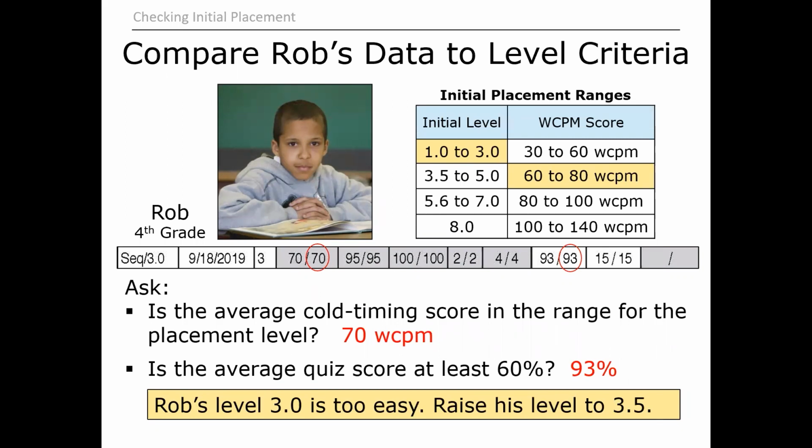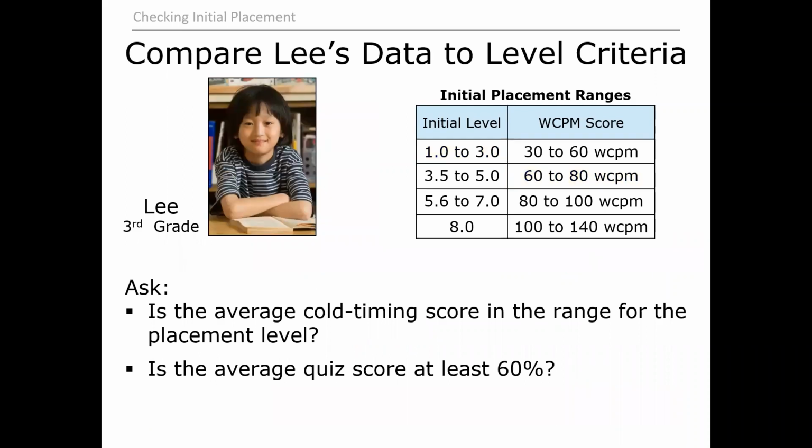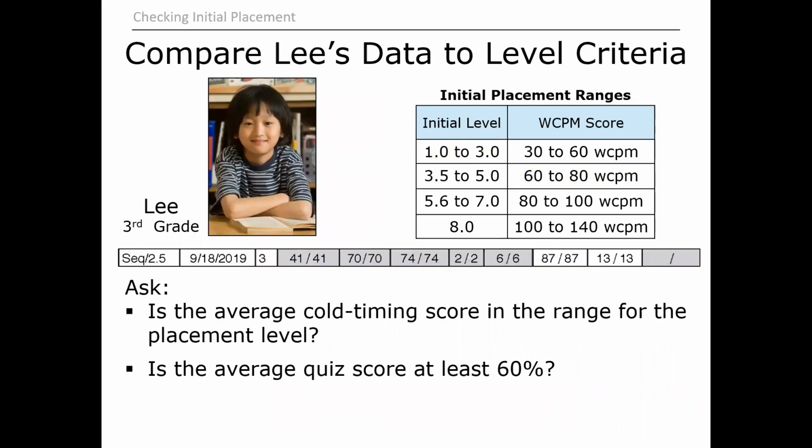So we're done with Rob. We can go on to our final student, Lee. Okay. So here's the data on Lee. Let's take a look. Is his average cold timing score in the range for placement? I'll give you a minute to find it. I've circled it with my mouse the last 2 times, so see if you can find it on your own. You need the level the student's working in and the words correct per minute score, and then plug those 2 pieces of information into that table.